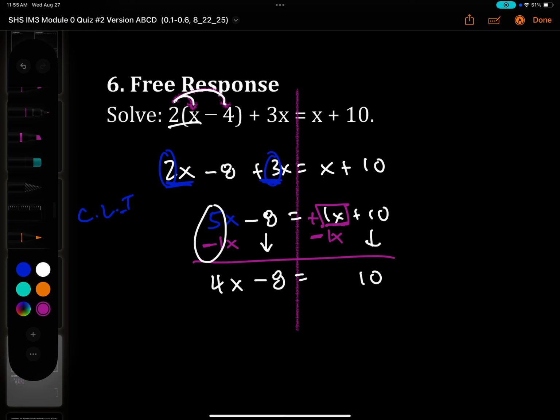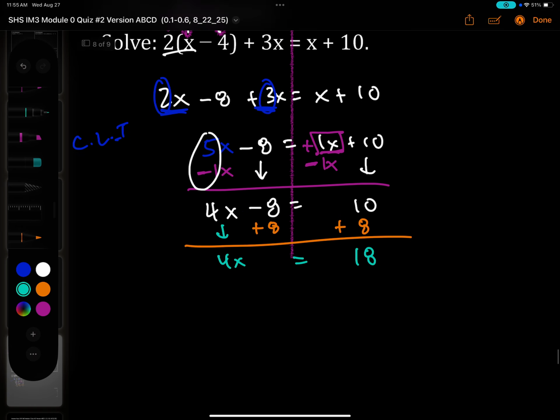Okay, let's get these together. They're like terms, so I see negative, so I'm going to do the opposite, which is +8. So again, when you're going across, you're doing the opposites. So I have 4x equals 18. Okay, divide by 4 on both sides. Okay, this is where 4 divided by 4 is 1. 1x, or just x. This would be 9 times 2, 2 times 2. So your answer is 9 over 2 is probably the best.